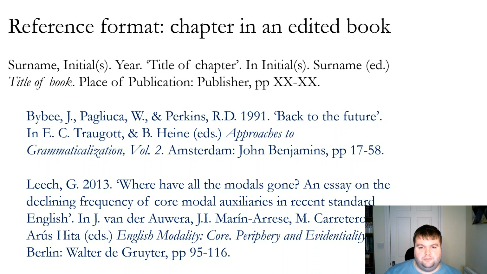And so in this first example, you have Bybee and Pagliuca and Perkins. They are the authors of the chapter, which is called Back to the Future. And then E.C. Traugott and B. Heine are the editors of the book, which is called Approaches to Grammaticalization. You'll notice here that for the editors, when you're referencing a chapter of a book, the initials of the editors come before the surname, and you'll notice, of course, that otherwise the initials come after the surname. So one of those idiosyncrasies which people often forget.